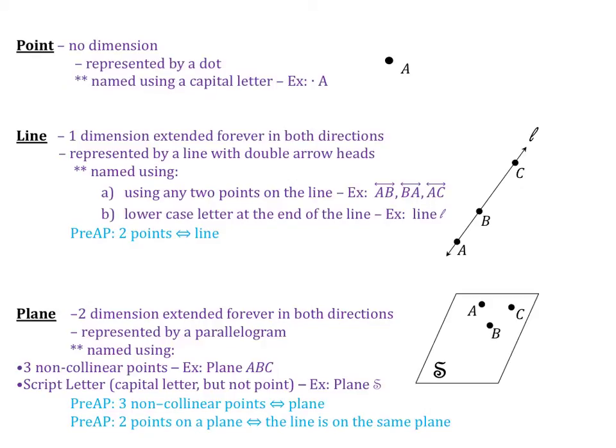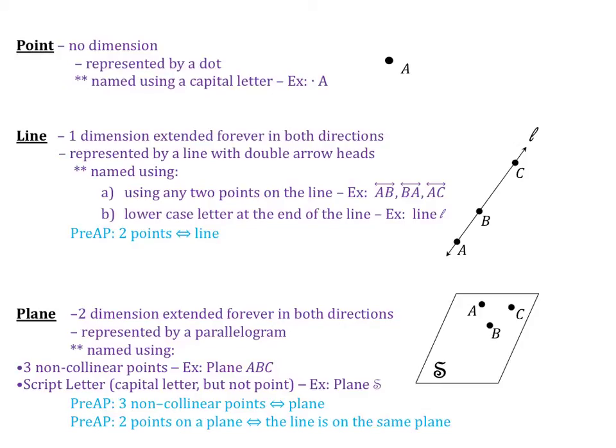Next we have a plane. A plane is a two-dimensional object that extends forever in both directions. So you could think of it like the surface of your desk or the floor or the ceiling, even though those planes don't go on forever. You get the gist of the idea. Since it is something that extends forever, again, we have to have a representation of it because we can't draw it, and we represent it using a parallelogram.